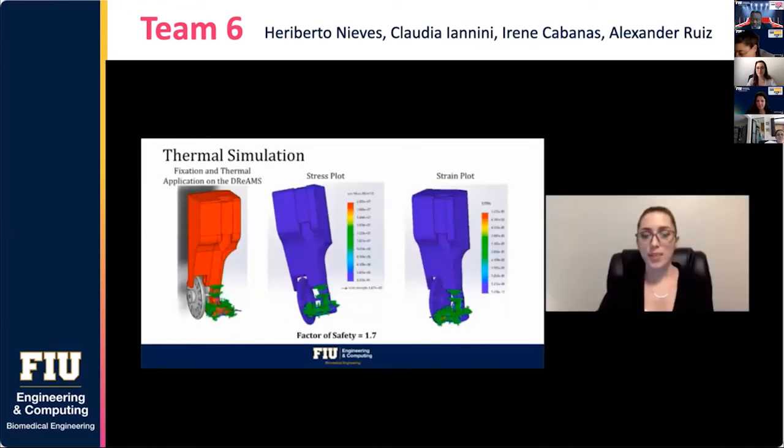Thank you, Alex. Thermosimulations were conducted in order to ensure that the heat that radiates from the plasma emission during the procedure would not deform the standoff at all. In this case, the factor of safety was found to be 1.7.